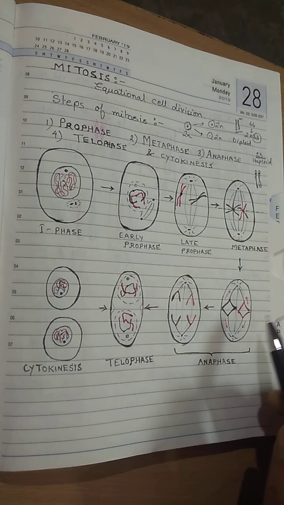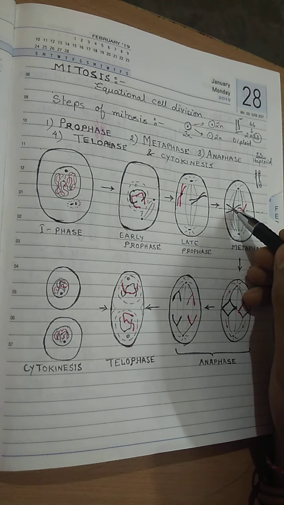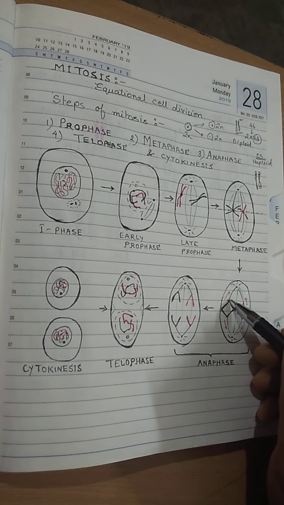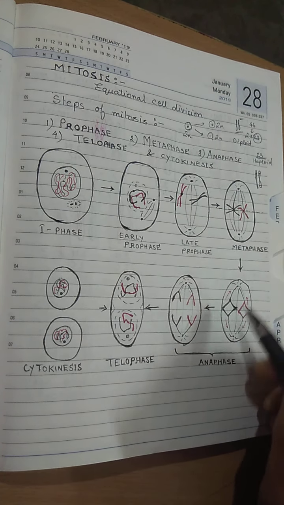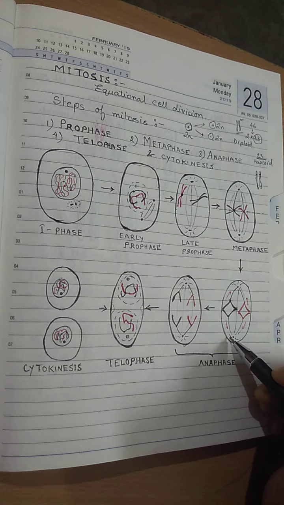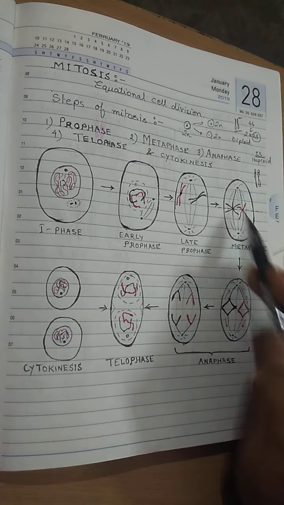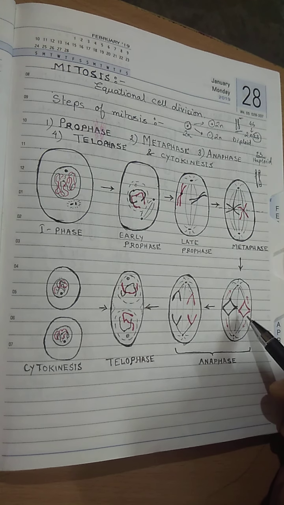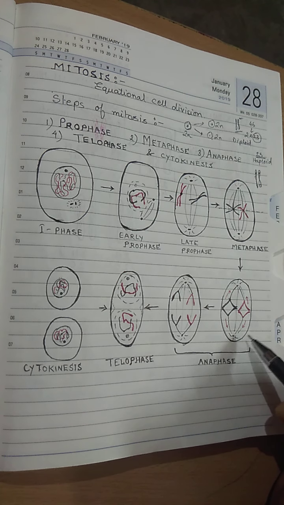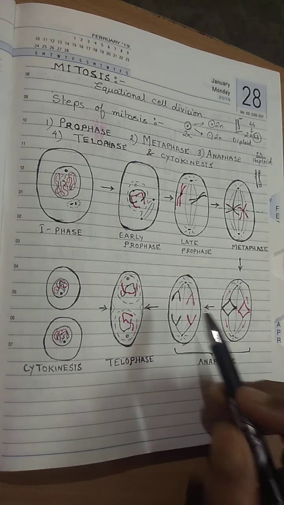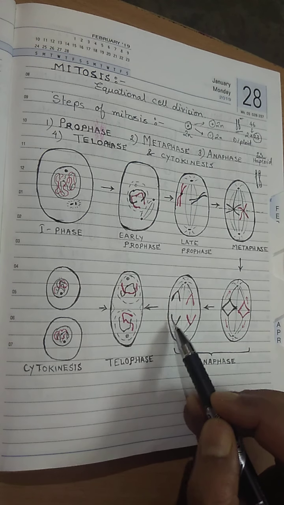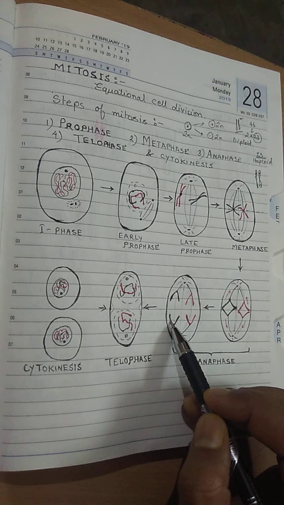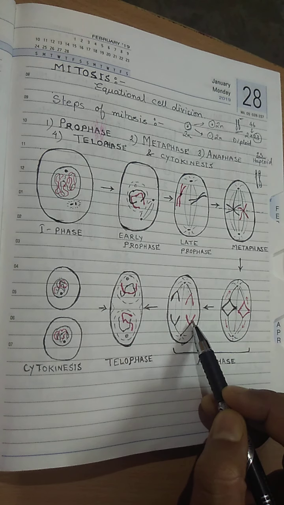What happens in anaphase? The centromere will split, and as it splits, the spindle fibers will start contracting. As the spindle fibers contract, both the chromatids start migrating towards the opposite ends. You can see here both the chromatids have got separated. Here also both the chromatids have got separated, and they have started moving towards the opposite poles. As the anaphase proceeds, the chromatids get totally separated from each other.